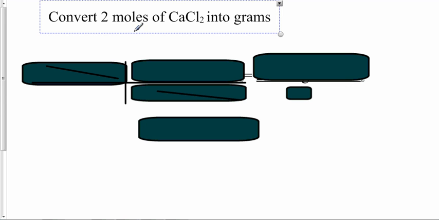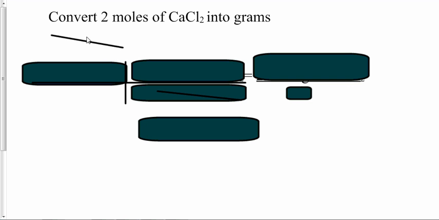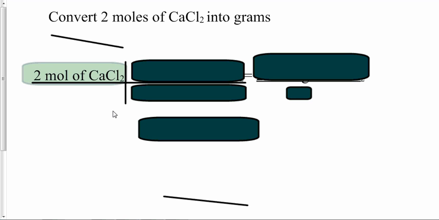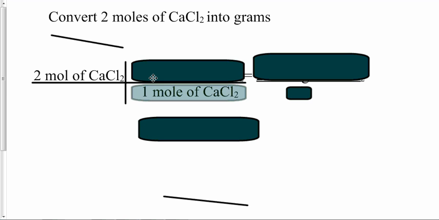Now, here is another problem. Let's say I wanted to convert 2 moles of calcium chloride into grams. So I draw my bracket. You can kind of see it there. I put my starting unit top left. I have the same molar conversion factor from before. I put that on the bracket.